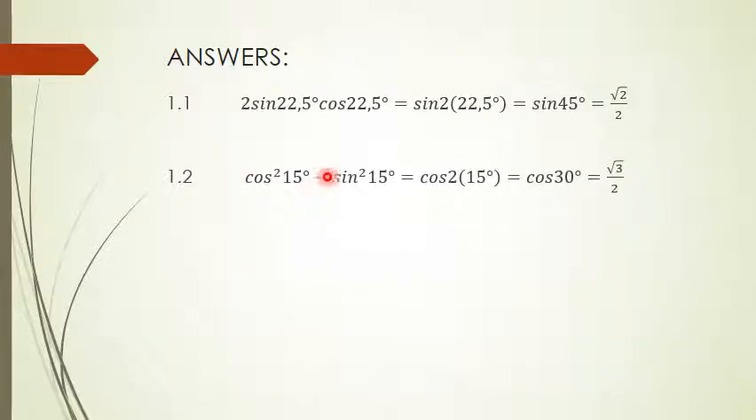1.2, cos squared 15 degrees minus sine squared 15 degrees. We observe that this was our right hand side for one of the versions of the double angle formula for cosine. So this is cosine 2 times 15 degrees, which simplifies to cosine 30 degrees. 30 is a special angle, and the ratio cos 30 degrees is root 3 over 2.